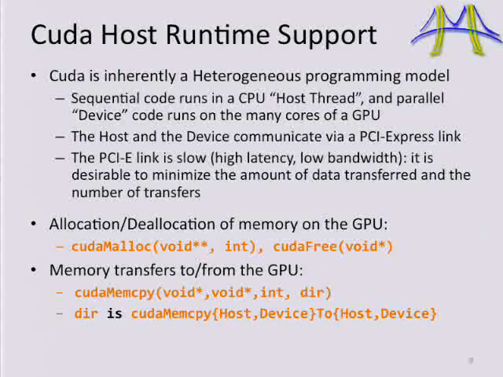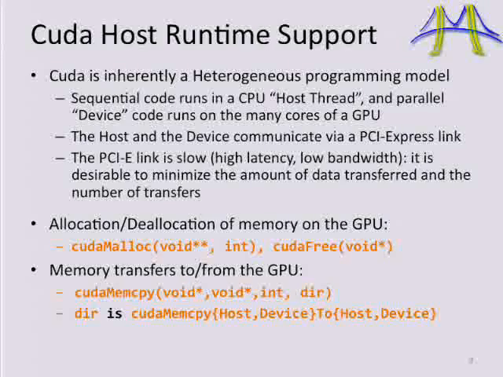From the host, there's a similar set of library functions. So to allocate memory on the GPU, you have malloc and free, just like in standard C. And then there's memcpy functions to actually get data to and from the GPU. So CUDA is inherently heterogeneous. You write code that runs sequentially in a thread on the CPU, and that sort of orchestrates the execution of massively parallel code running on the GPU.